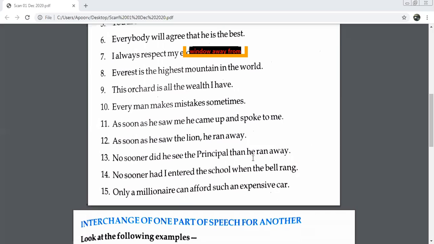Ma'am, let's see, won't it change into negative? Only a millionaire can afford such an expensive car.